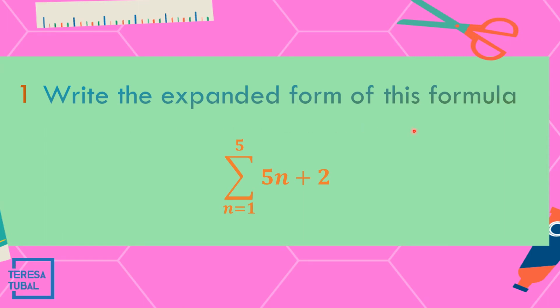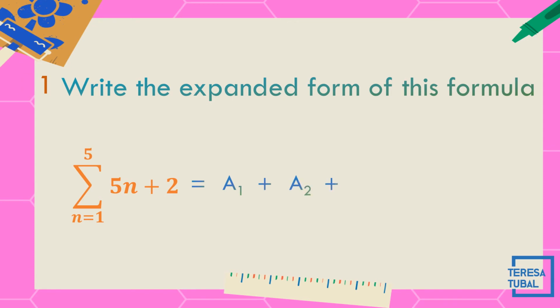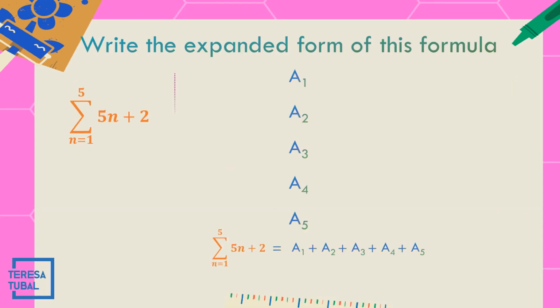Let us write the expanded form of this formula. Summation of 5n plus 2 goes to n equals 1 up to 5. So the first term, second term, third term, fourth term, and then the fifth term. So from 1 up to 5. So we need to replace the value of n by 1, by 2, by 3, by 4, and then by 5. So that becomes 5 times 1 plus 2.